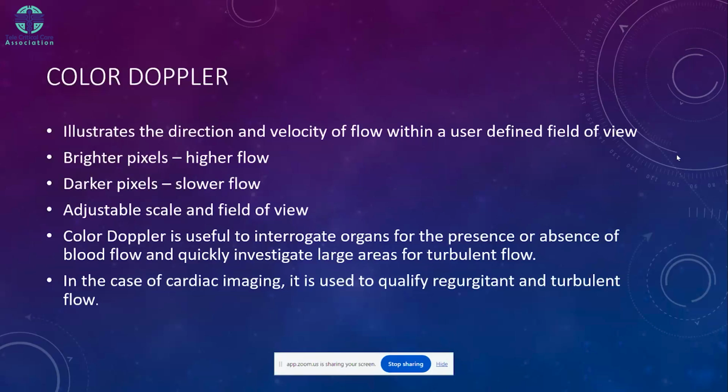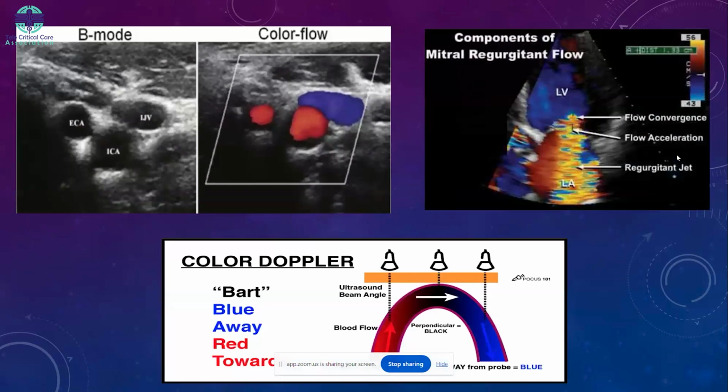In case of cardiac imaging, it is basically used for valvular lesions, where you can quantify and qualify the regurgitant and turbulent flows. So if you can see in the B mode, you will just visualize the hyperechoic and the hypoechoic lesions. But as soon as you put in the color flow, you will have color modalities in your vascular structure.